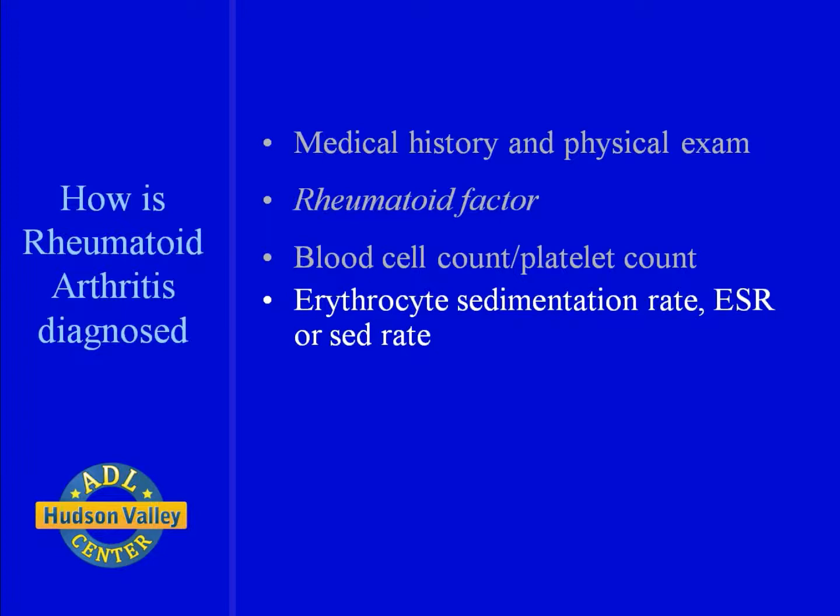Another test that your doctor may order determines your erythrocyte sedimentation rate, ESR, or SED rate. Although these blood tests can be helpful in making a diagnosis, there is no single blood test that can establish or rule out the diagnosis of rheumatoid arthritis. Early in the course of rheumatoid arthritis, there may be no abnormalities detected in the blood or on joint X-rays.